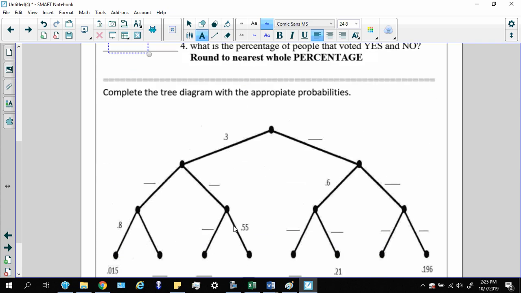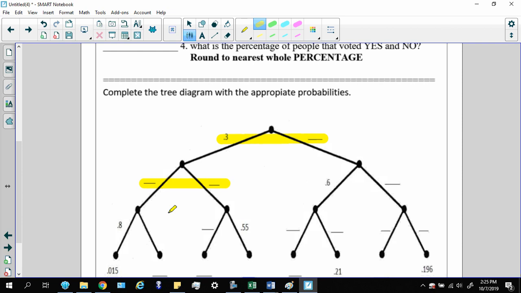Now create a tree diagram. Now this tree diagram is a little different because it's actually turned on its side. So hopefully that's not giving you problems. So that's an expansion, which equals 100. That's an expansion, that's an expansion, that's an expansion, that's an expansion, that's an expansion, and that's an expansion.